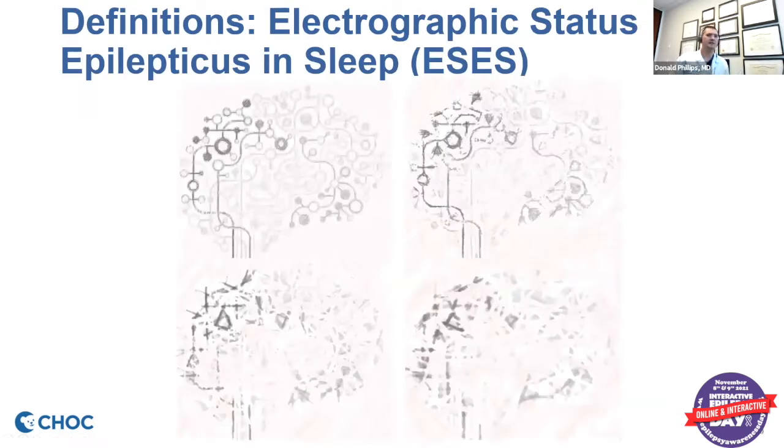Defining ESES, or electrographic status epilepticus in sleep, is challenging because a lot of different people come at it differently. One thing that most agree on is that a marker of ESES is the epileptiform abnormalities getting much more frequent during slow wave sleep, and it being associated with some sort of cognitive cost over time.